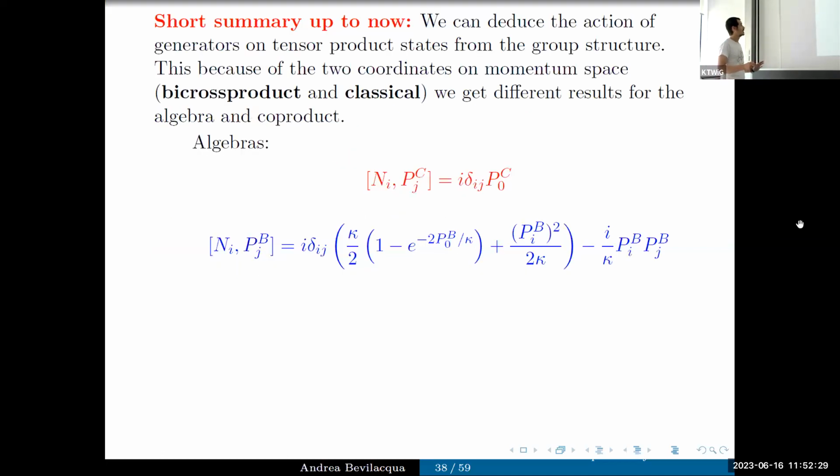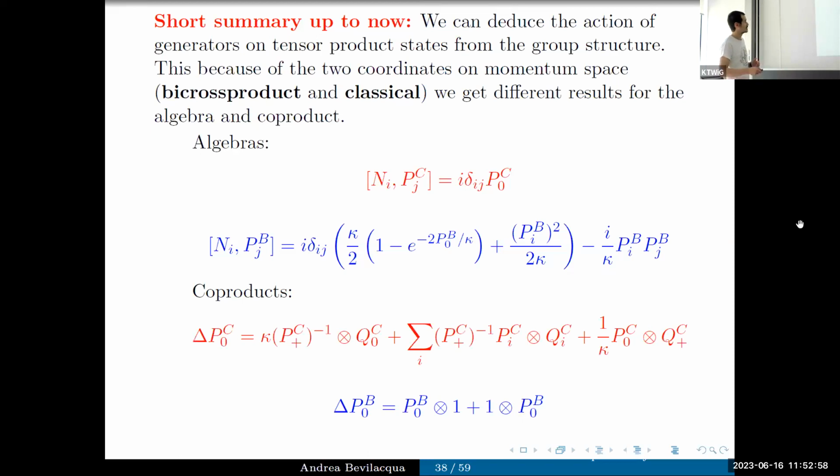Now, another short summary. So we can basically deduce the action of generators on tensor product states from the group structure. However, because we have basically two different coordinates, here I talked about one coordinate at a time, but you can get, of course, both the coproduct and the antipode in both bases whenever you need. The only important thing to remember is that, okay, I'll write this over here. Basically, you can get both the algebra and the co-algebra in whatever basis you like.